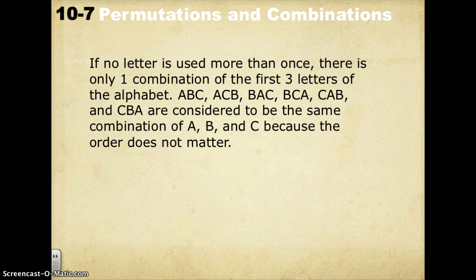For example, if no letter is used more than once, there's only one combination of the first three letters of the alphabet. ABC, ACB, BAC, BCA, CAB, and CBA are considered to be the same combination of A, B, and C because the order does not matter. Think about if you go order a combo at a restaurant. You might get a cheeseburger, french fries, and a drink. It doesn't matter what order they give those things to you in, you still have a cheeseburger, french fries, and a drink.